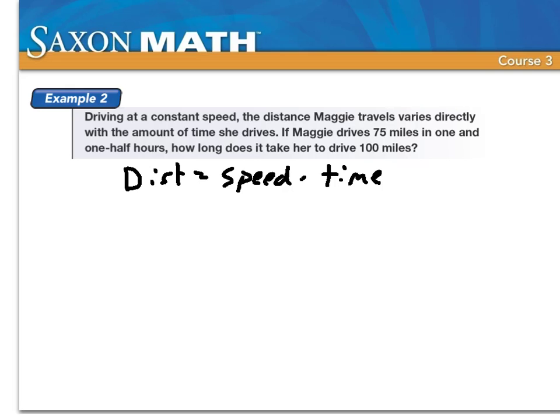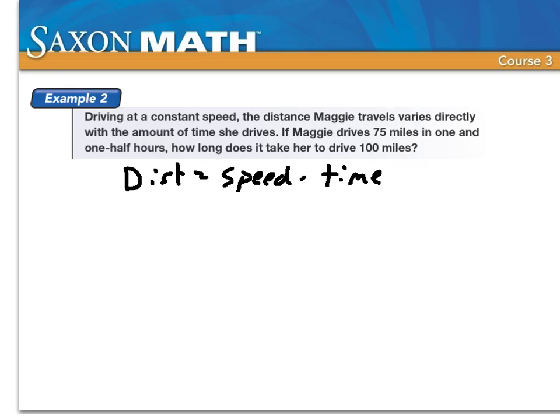Okay, that's the distance formula. Instead of speed, we can say rate. Distance equals rate times time. And speed is a rate. 75 miles per hour would be a rate. So we know that she's driving at a constant speed, so this number isn't going to change, and these two will. So that's how we know it's direct variation.